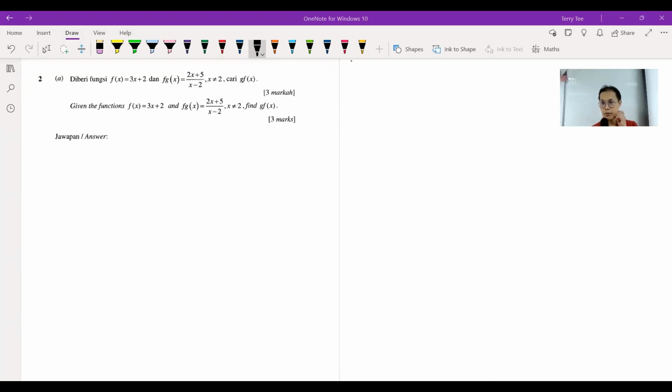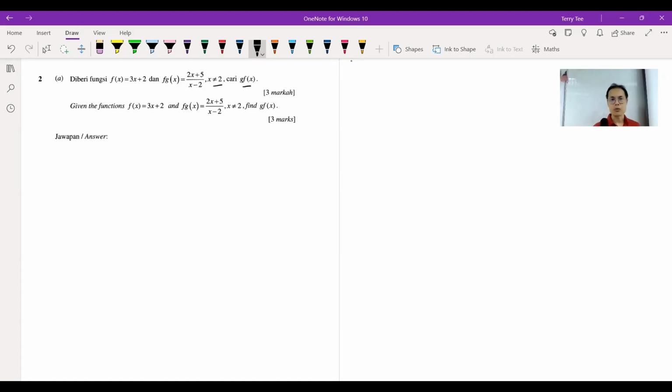Okay, question number 2. This is from chapter Fungsi, Form 4, chapter 1. So diberi fungsi f(x) equals 3x plus 2 and fg(x) is 2x plus 5 over x minus 2, where x not equal to 2, cari gf(x). You're given fg(x), you're finding gf(x).